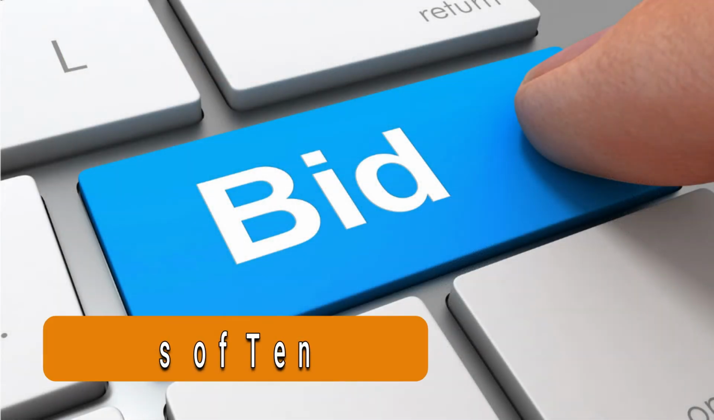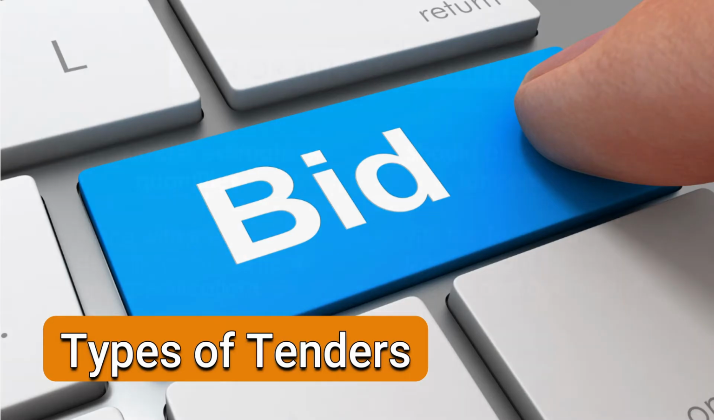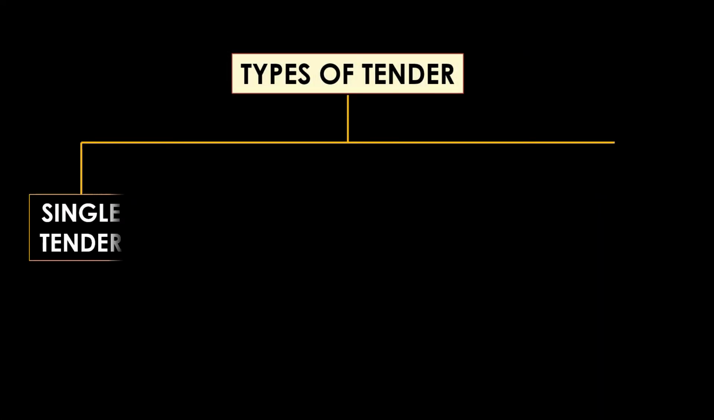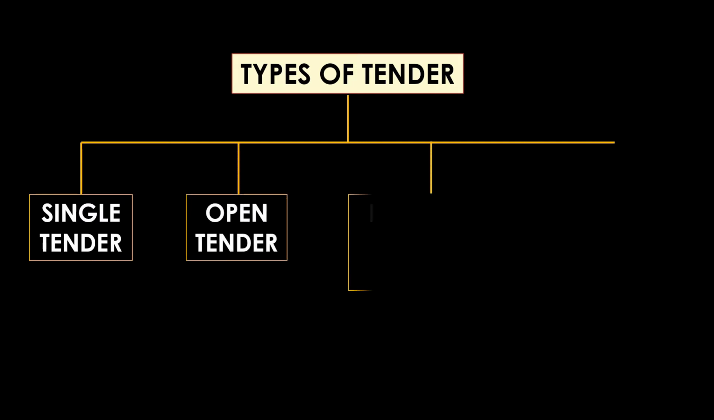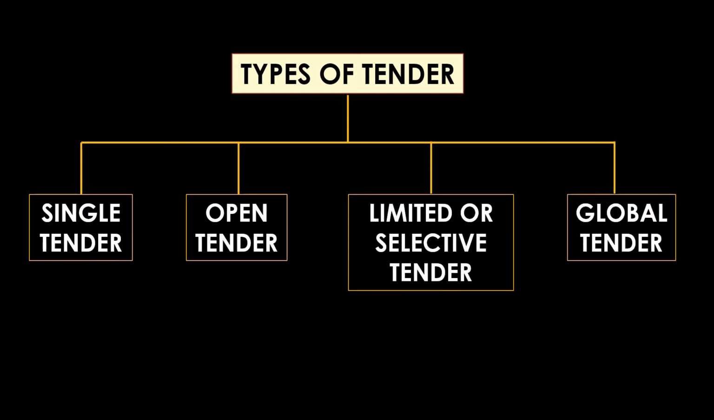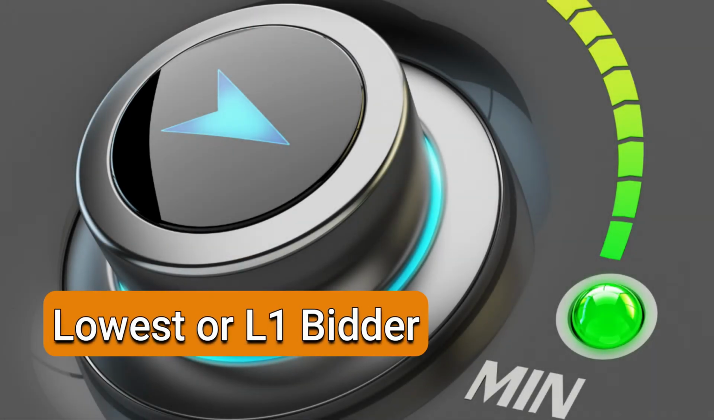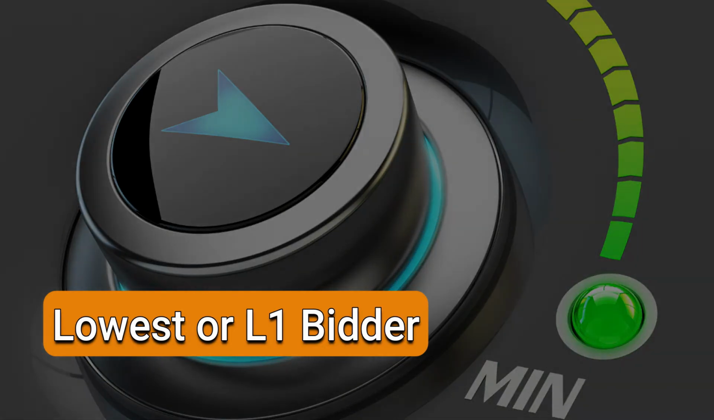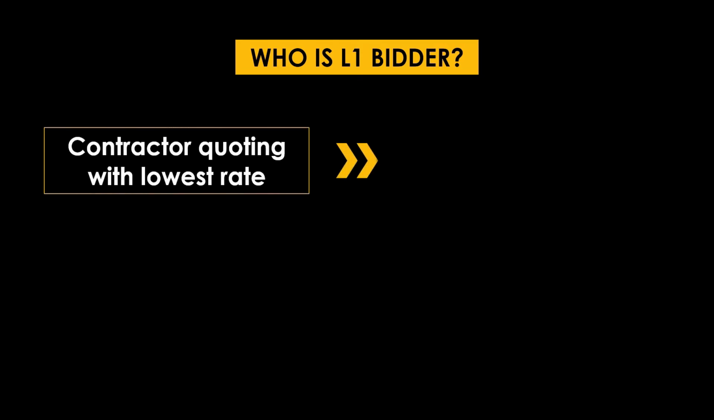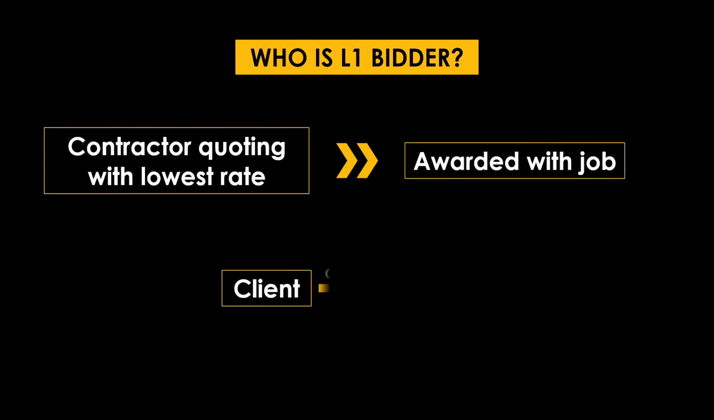Let us have a look at the types of tenders. Types of tenders are single tender, limited tender or selective tender, open tender and global tender. L1 bidder or lowest bidder. Normally the contractor quoting the lowest rate will be awarded the job and is called the L1 bidder. The client enters into a contract with the L1 bidder and this is the last stage of the tender process.